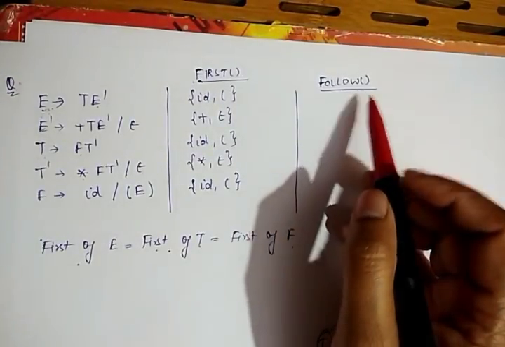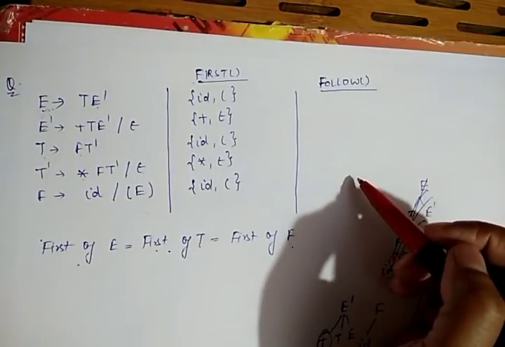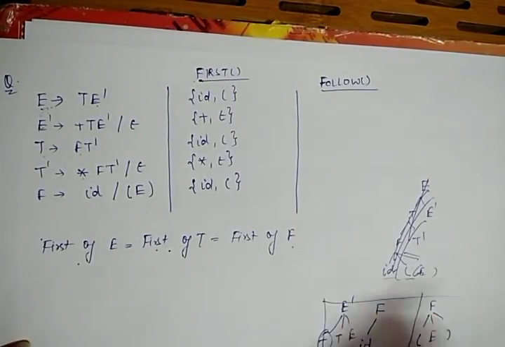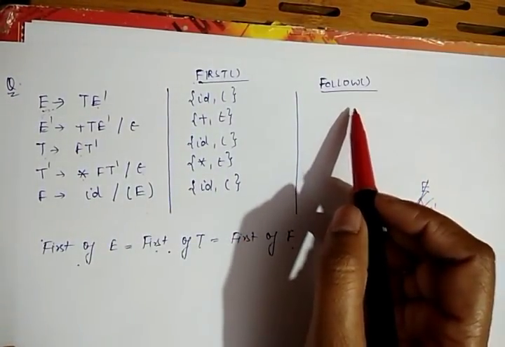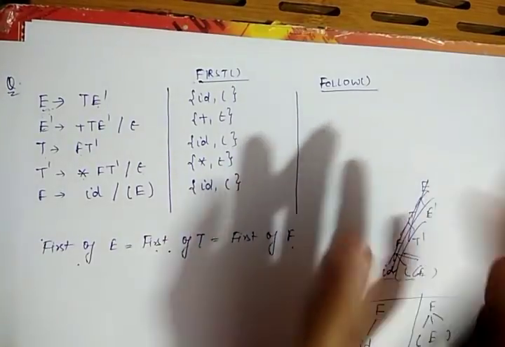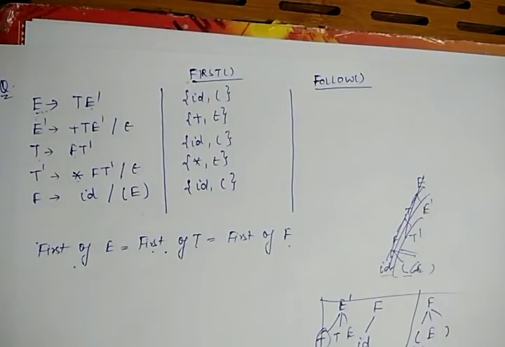Now the most important part is that we have to compute the follow function. Okay, so let's see. For finding the follow function, there are two or more things you have to keep in mind. If a symbol is a starting symbol, then the follow of that starting symbol is always dollar. Second point is that if we have to find the follow of any symbol which is the rightmost element of the right hand side, then we always follow the left hand side.